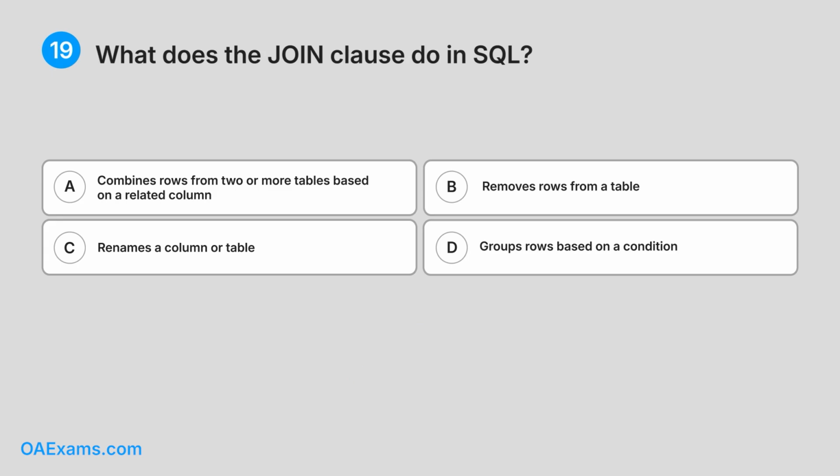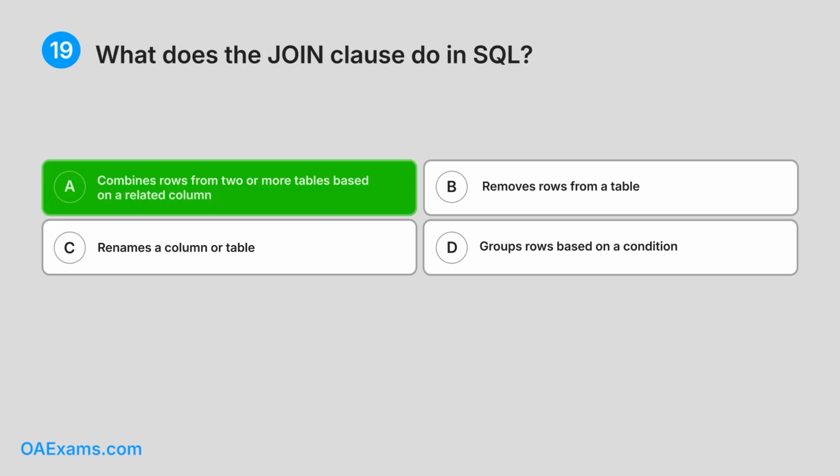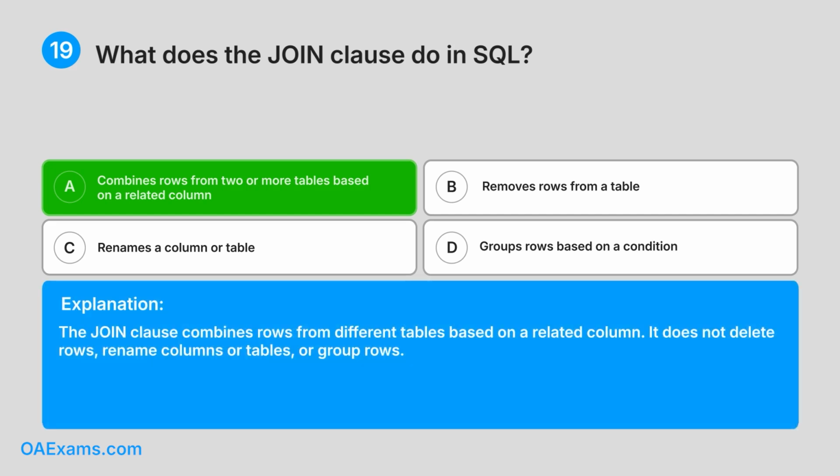Correct answer. A. Combines rows from two or more tables based on a related column. Explanation. The join clause combines rows from different tables based on a related column. It does not delete rows, rename columns or tables, or group rows.